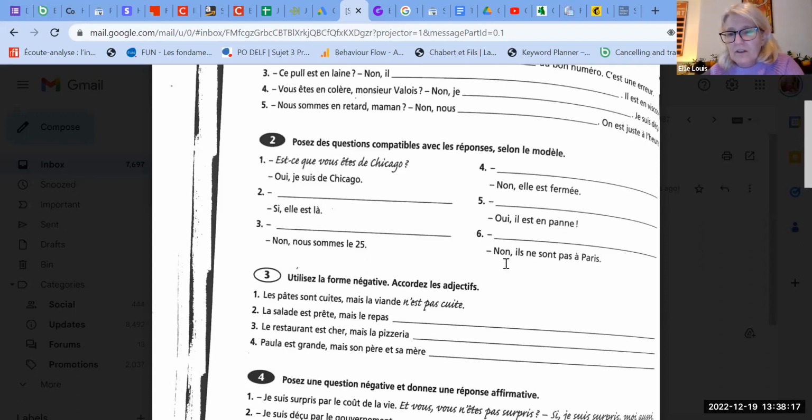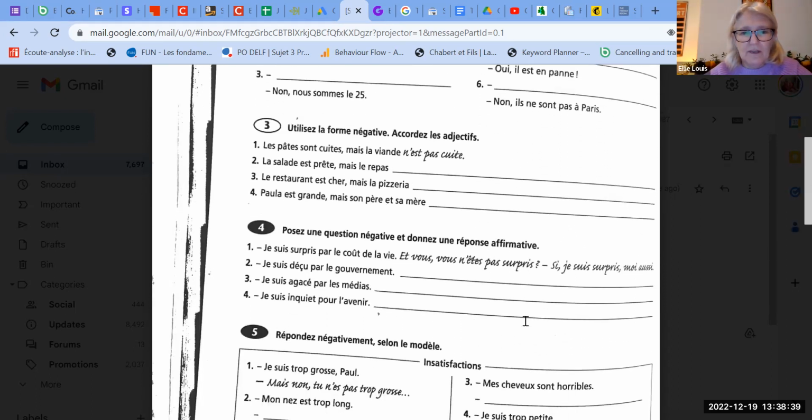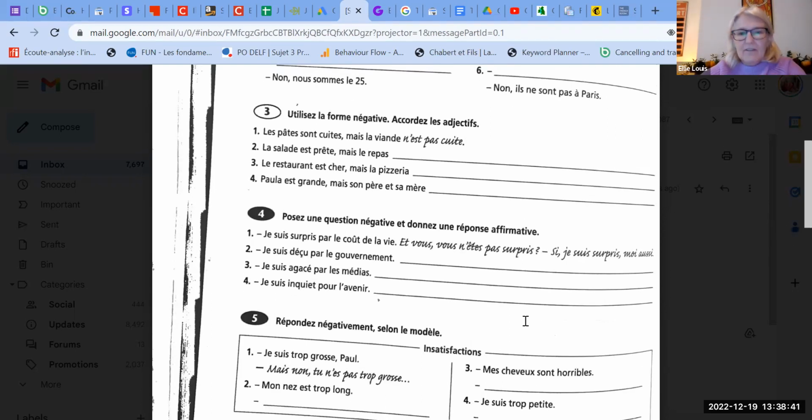And the last one, non, ils ne sont pas à Paris. So no, they're not in Paris. That's à Paris is in Paris. So what would the question be? Ils sont à Paris? Non, ils ne sont pas à Paris. Okay, simple, isn't it? When you see it worked out this way. I think it's quite a good way of doing it. Let's carry on with this.